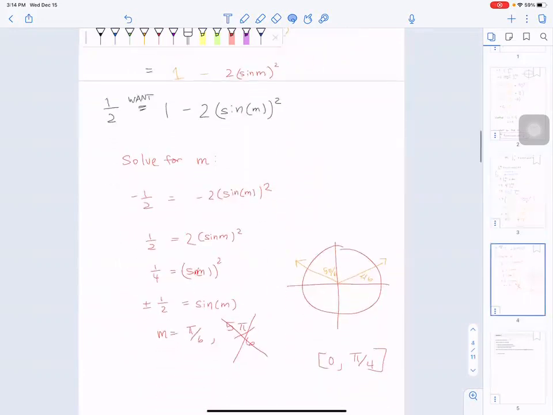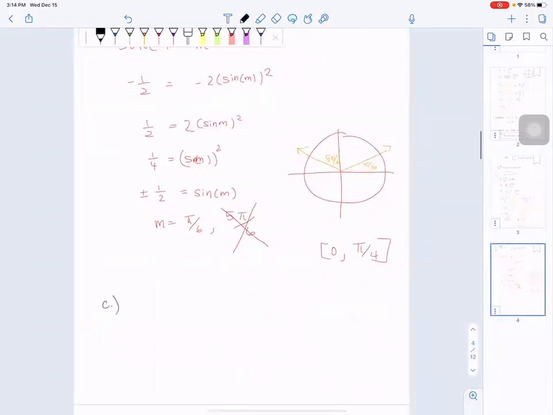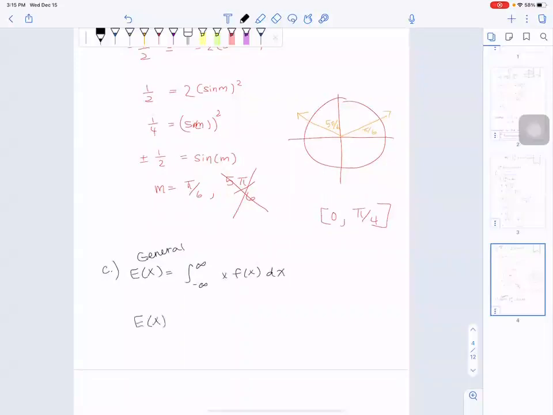Okay, so the median was pi over 6. Now, part C says find the mean. So what is the formula for mean? Your mean is always, in general, the integral from negative infinity to infinity of x f of x dx. Right now, our interval is limited. Our interval is from 0 to pi over 4. We have an x, and we times what was our function that we found. Our function with the c that we found from part A plugged in is 4 sine of x cosine of x dx.